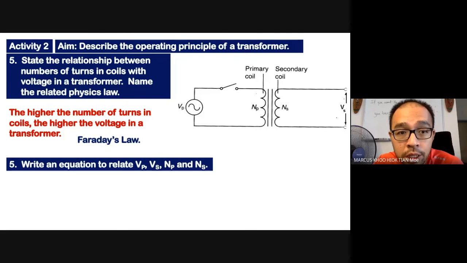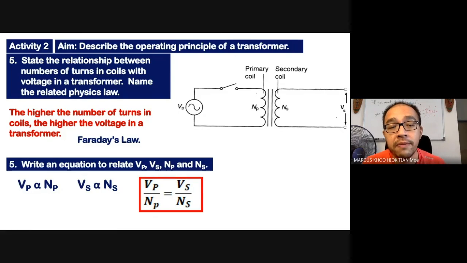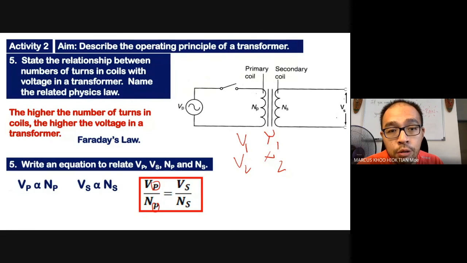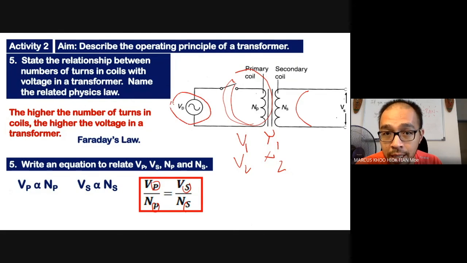So the equation to relate VP, VS, NP, and NS is in the article, but in the video just now, it is the same thing, except that they call them V1 and V2 and N1 and N2. We use P and S to differentiate between primary and secondary. Primary coil is where the voltage is supplied. Secondary coil is where you listen, sorry, where you get the output.